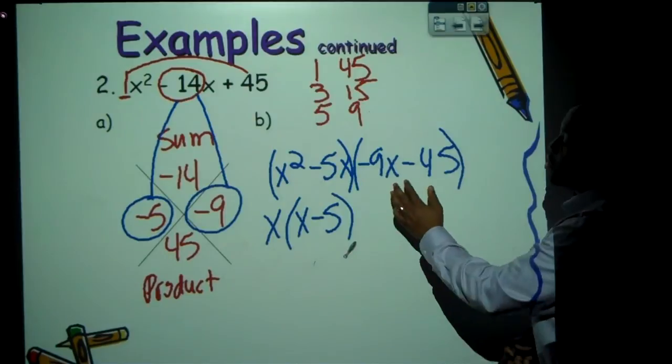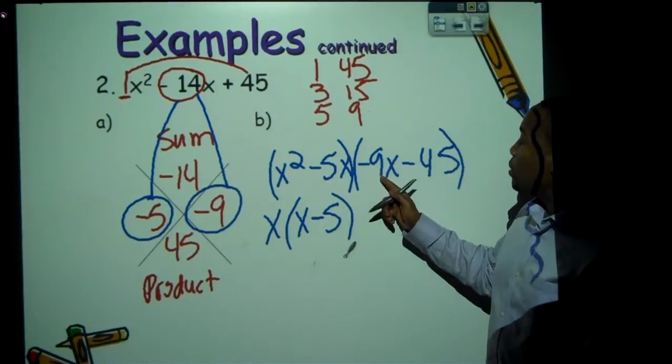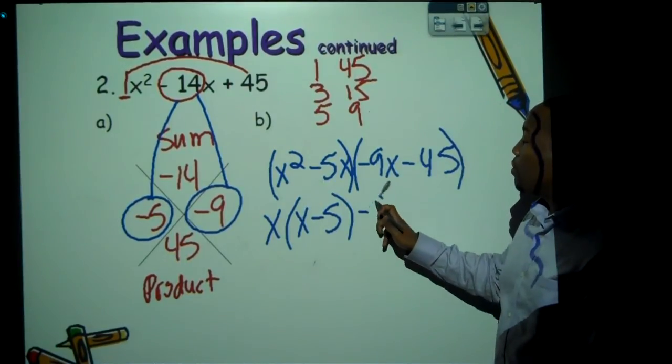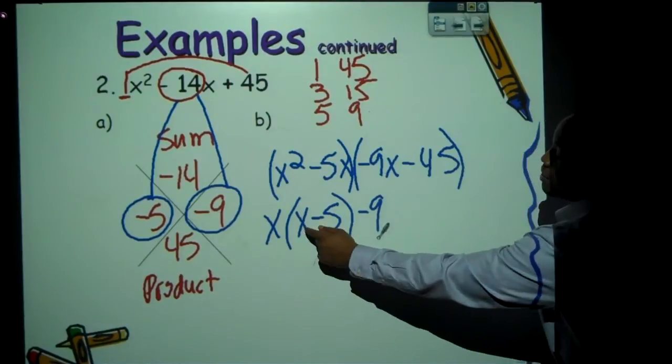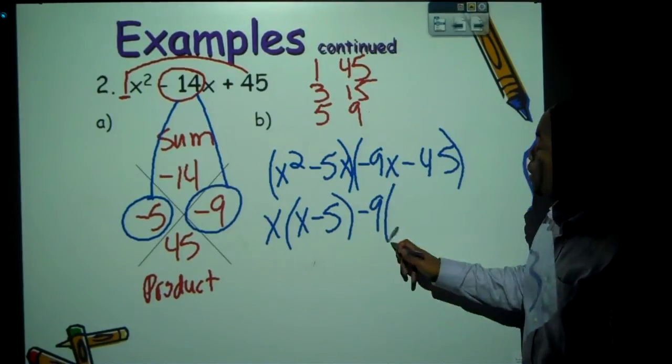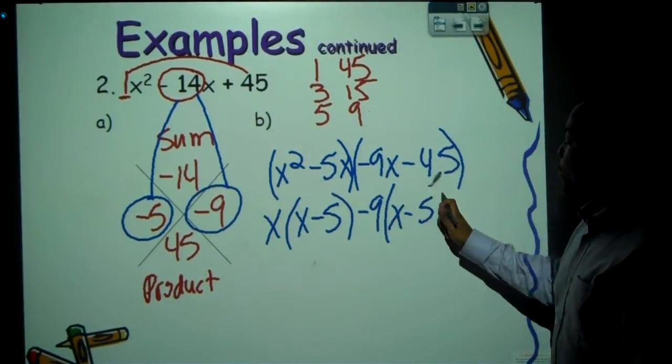Now, my last thing is going to be, what's the GCF of these two? It's going to be negative 9. How do I know? It's because I need an x here. I need these to match up. So it would be x minus 5.